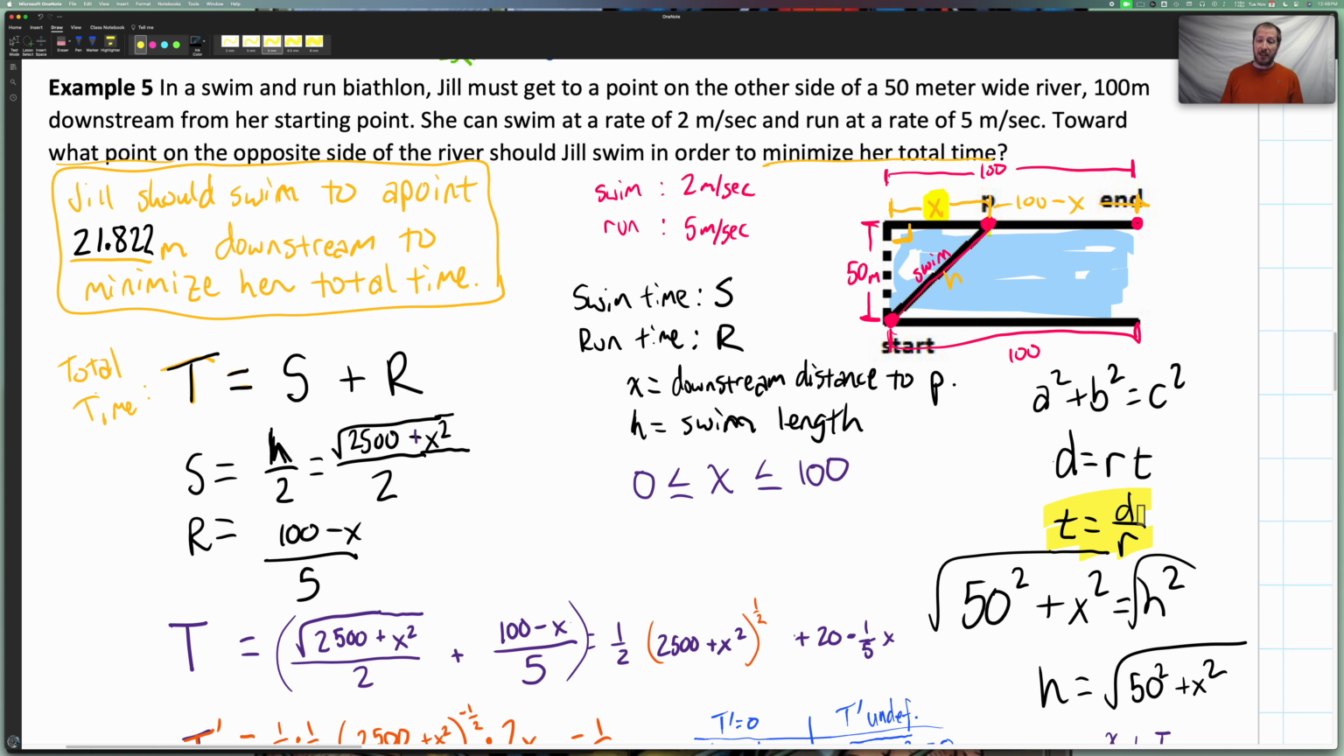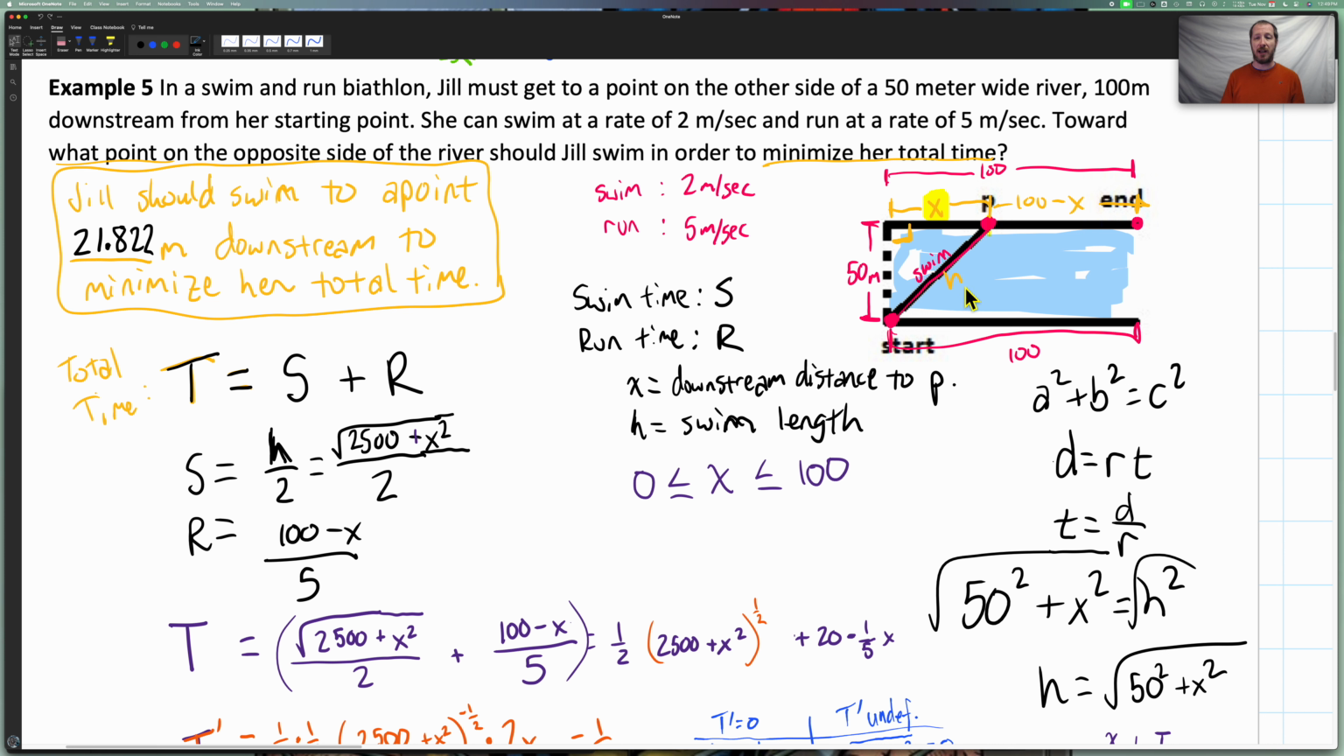That means we need to find distance. We know the rate is 2 meters per second for swimming. So to find the distance, if we see that this is a right triangle here, formed by the 50-meter side that we know, the width of the river, this value x that we don't know, but it's a variable x, and then this side that I labeled h, then h is the distance that we need.